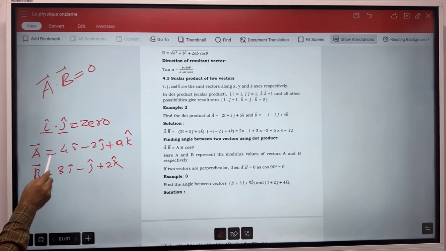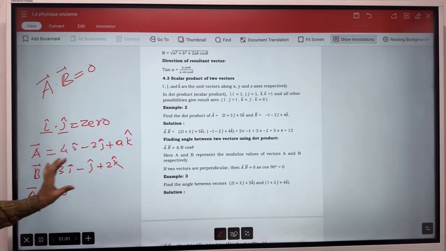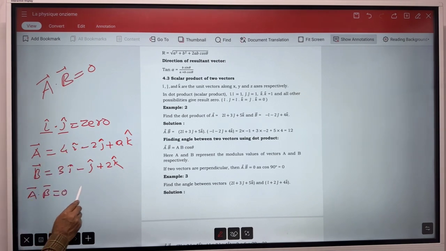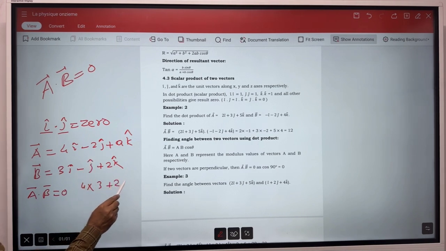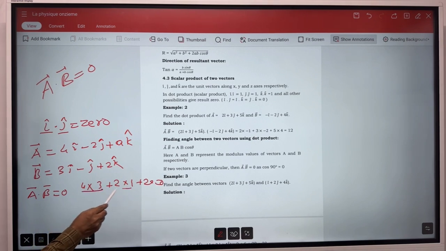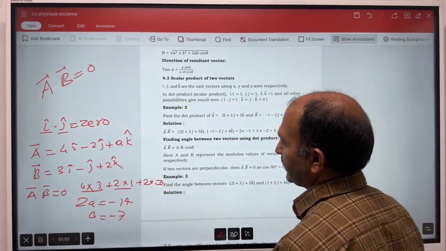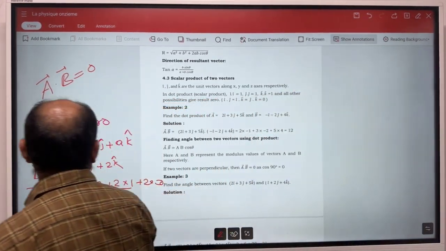So if they are mutually perpendicular, you can easily say that A dot B is 0, that is, we multiply the corresponding coefficients of i, j, k and add them and equate them to 0. So 4 into 3 plus 2 into 1 plus 2a must be 0. So this is 12, 14. So 2a is minus 14. So a equals minus 7. So if the condition of perpendicularity is given, in that case you can evaluate some constants or some unknowns.